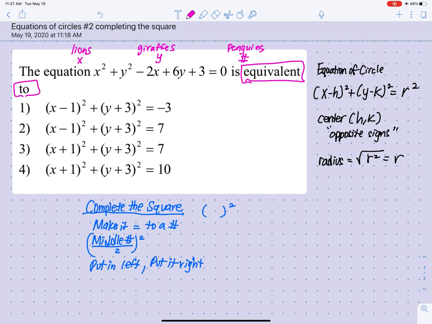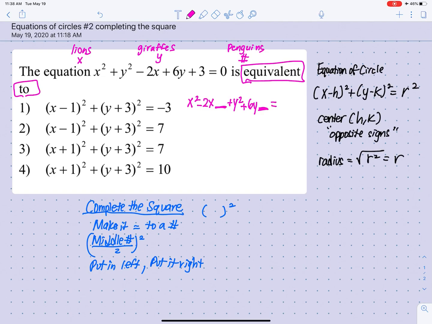We have x squared. Another term here is negative 2x. We're going to leave a space. Then let's copy down the y's, or the giraffes: y squared plus 6y, then we keep a space, equals.